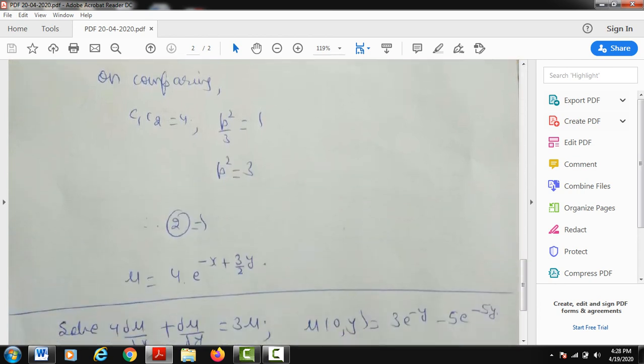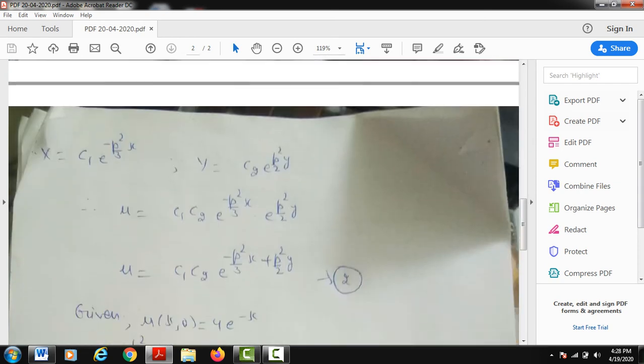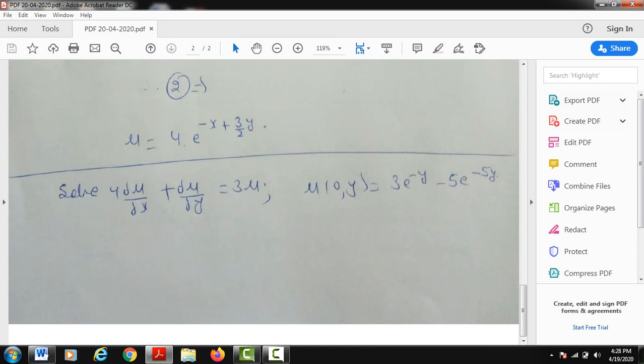Sorry, I have written 3 over here. p² is 3, yes, so if p² is 3, it will be 3 by 2 y. Okay, so this is your final solution, which does not involve any kind of constant because the initial conditions have been given.